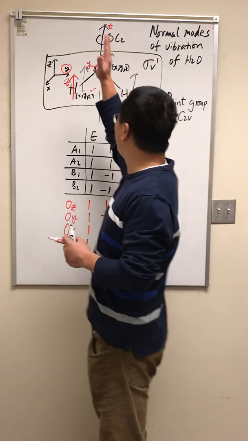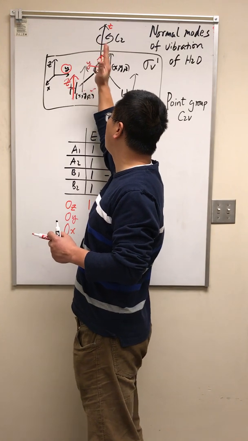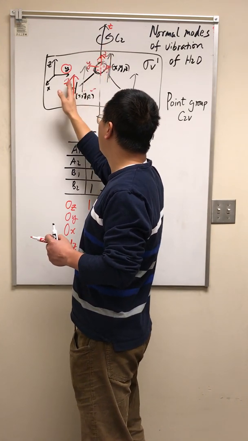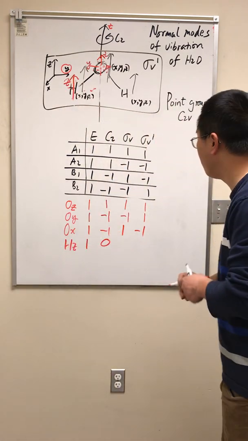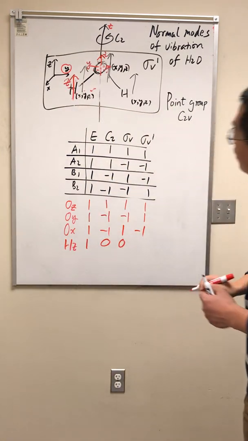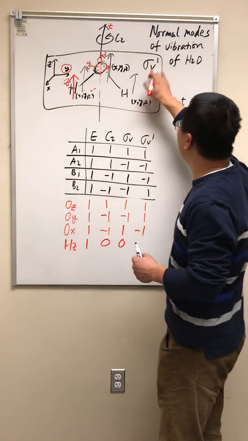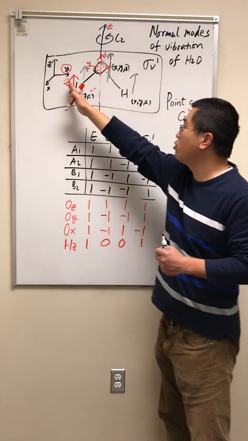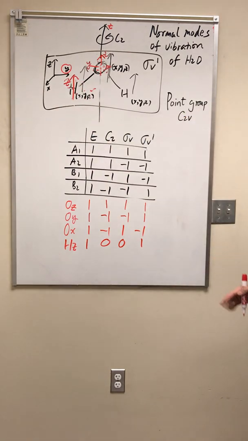What about the sigma v symmetry plane? If you do a reflection with respect to this sigma v plane, this vector will move away from its original position, therefore put another 0 here. How about sigma v prime? That's simply 1 because sigma v prime contains this z vector of the hydrogen.